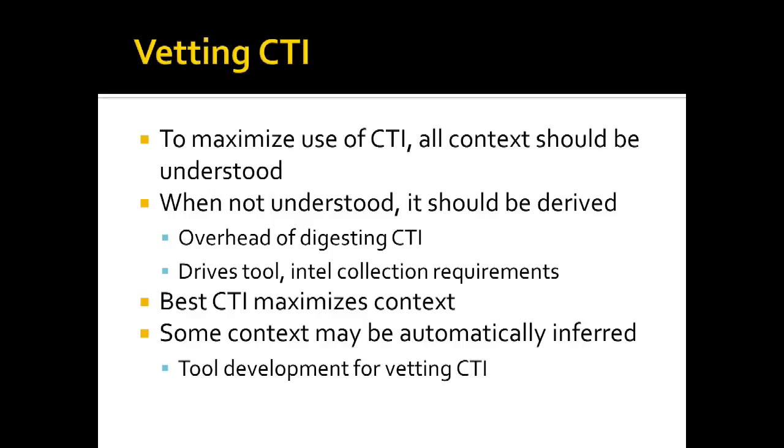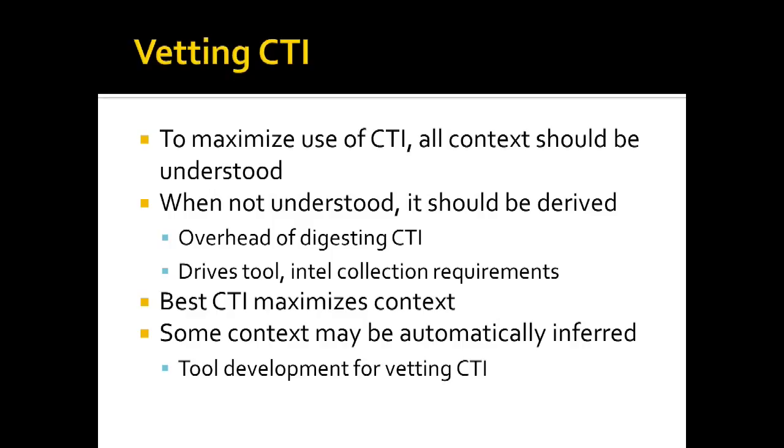So to maximize the use of cyber threat intelligence, all of the context that we just talked about here should be understood. And when it's not, it can be implied, it can be derived sometimes. However, this adds overhead of digesting cyber threat intelligence. If you're getting a lot of intel feed coming in, and I know there are a lot of organizations that are struggling with this right now, how do you provide this necessary context to make these smart decisions about using threat intel? How do you scale this?